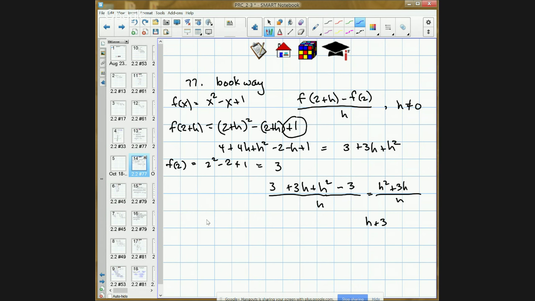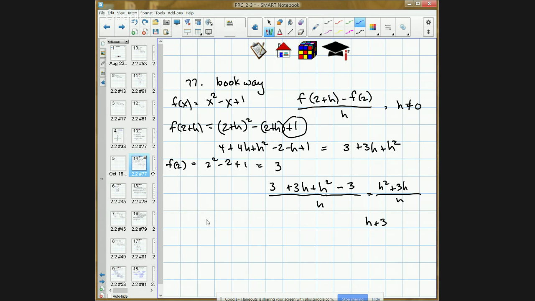So we're given f(x) = x squared minus x plus 1. We're supposed to find this. In order to do that, we need f of 2 plus h, and we need f of 2. So I went about finding those. How do you find f of 2 plus h? Plug in a 2 plus h in the original expression wherever there was an x. That's what I've done here. And here I expanded it, and here's what it simplifies to.